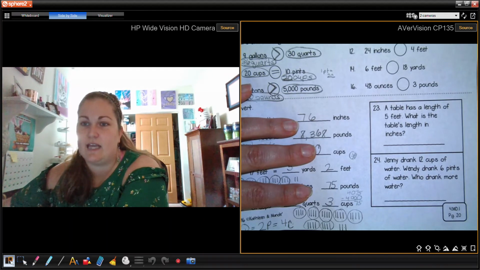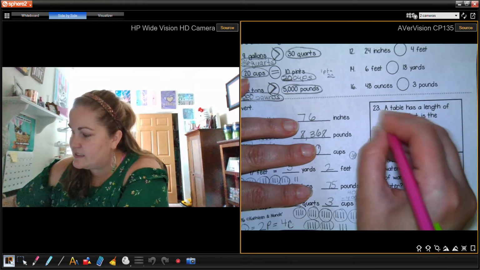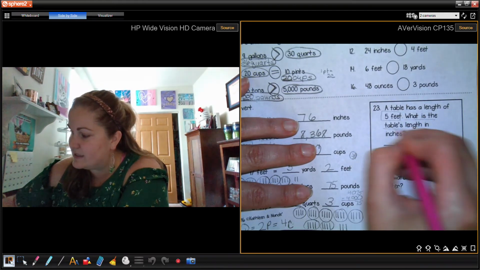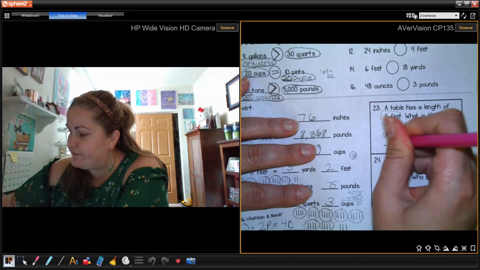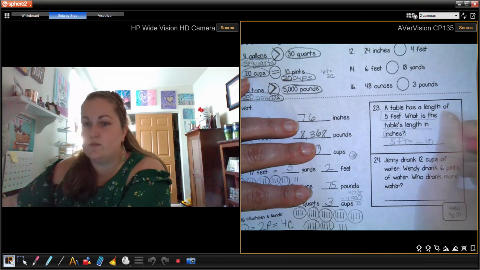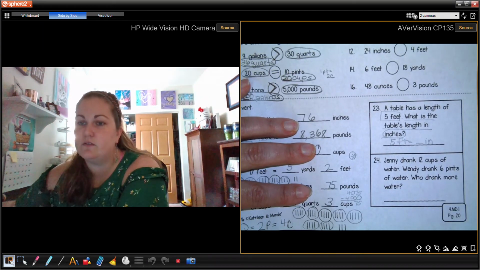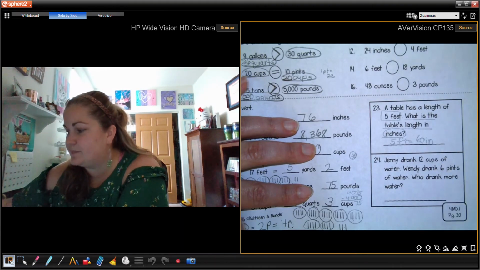So it says a table has a length of 5 feet. It says what is the table's length in inches? Now I'm trying to go to inches. So 5 feet equals blank inches. Well, every foot is 12, so 5 times 12 is 60.